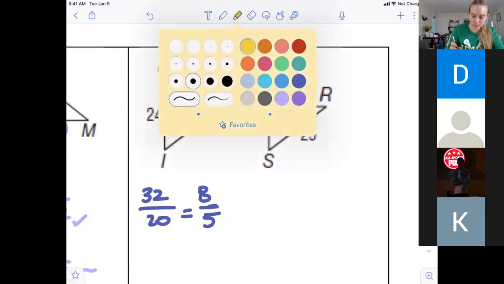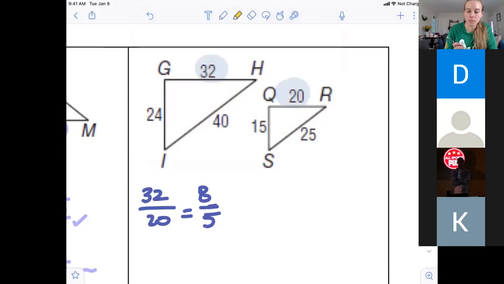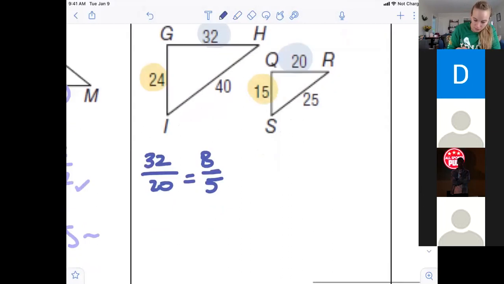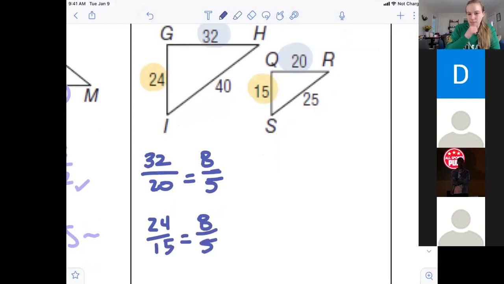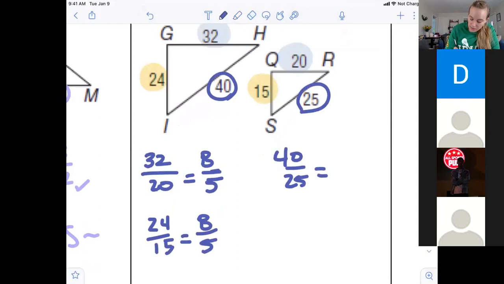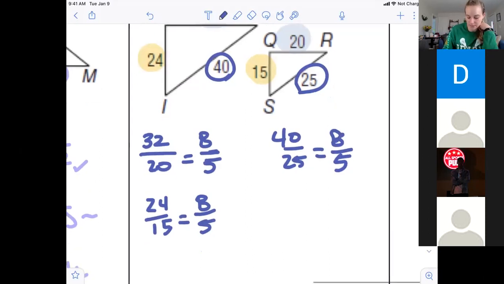Who's got another ratio? 24 over 15. Very good, Abby. They have a common factor of 3. I couldn't remember last class. Someone had to help me, but I think it's 3. So that's 8 over 5. Okay, I'm sensing a pattern. And then the last ones are left. I'm not going to ask you that because that should be a gimme. 40 over 25. And they have a common factor of 5. So 8 over 5. Oh, nice. It worked out beautifully. All of them have the same scale factor.